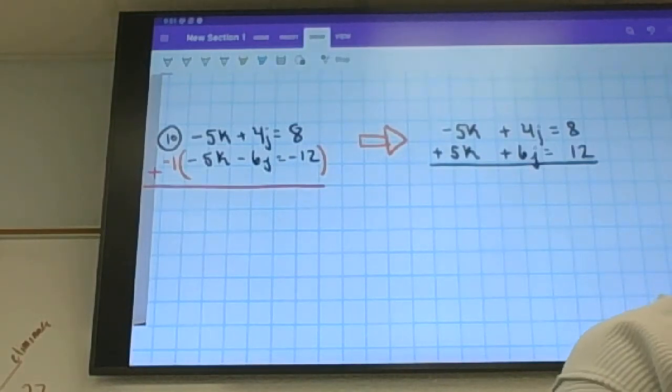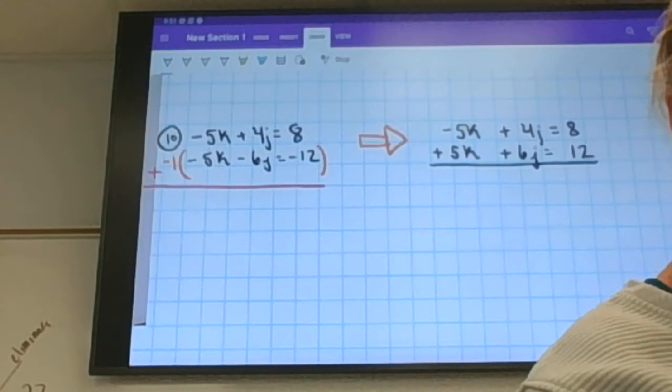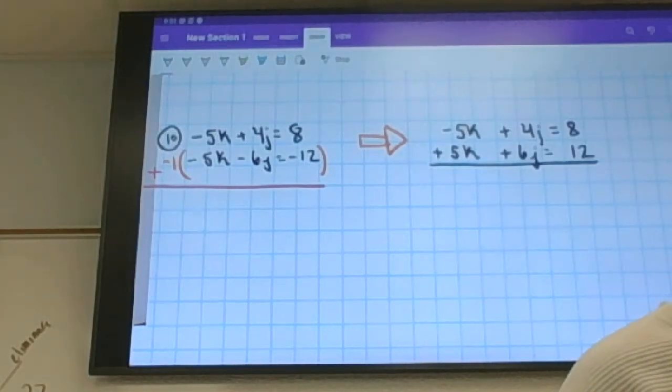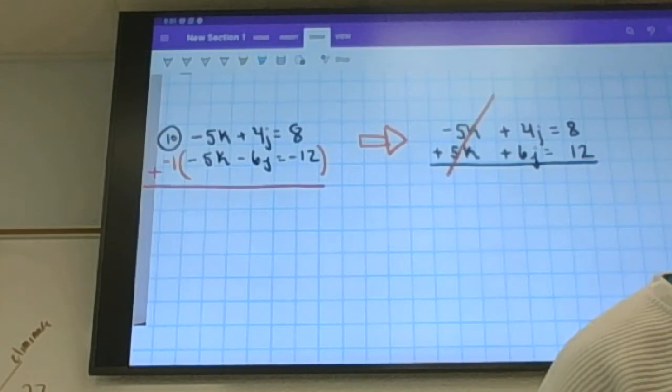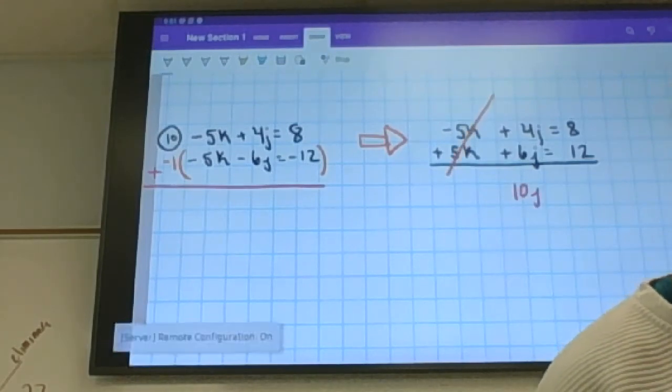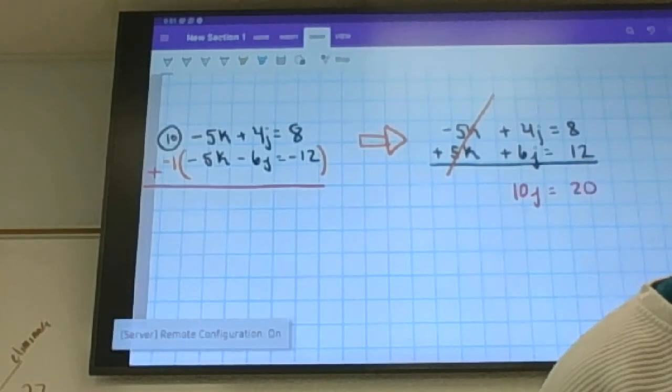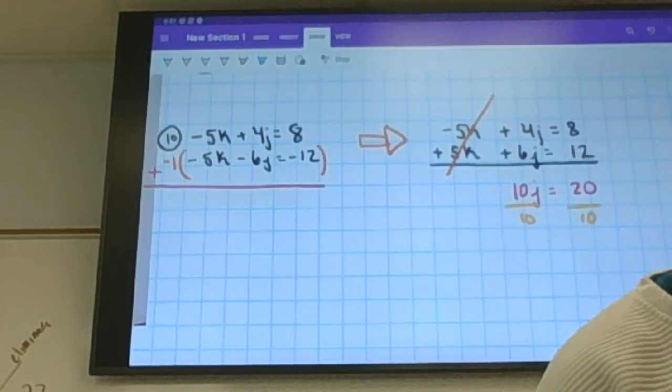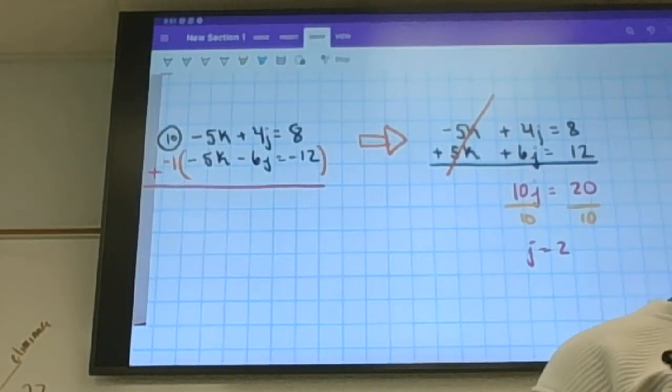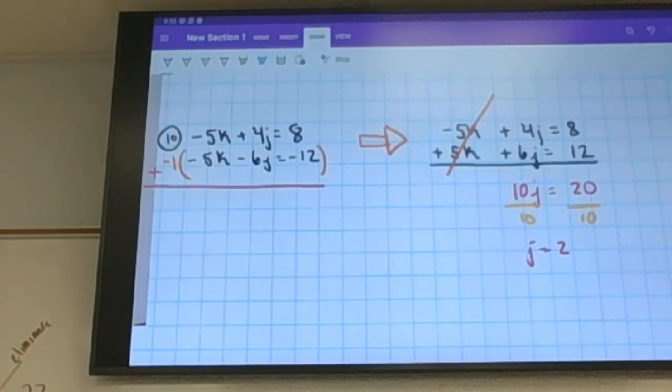Just wait. You'll be alright. Alright, our K's cancel. We have 10J equals 20. Divide. J equals 2. Thumbs up if you got J equals 2 before me. Okay.